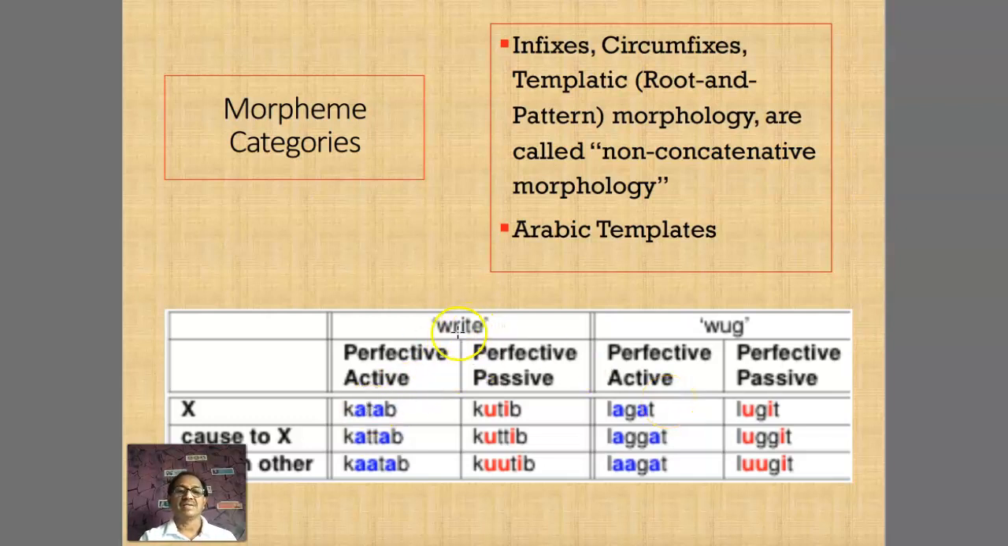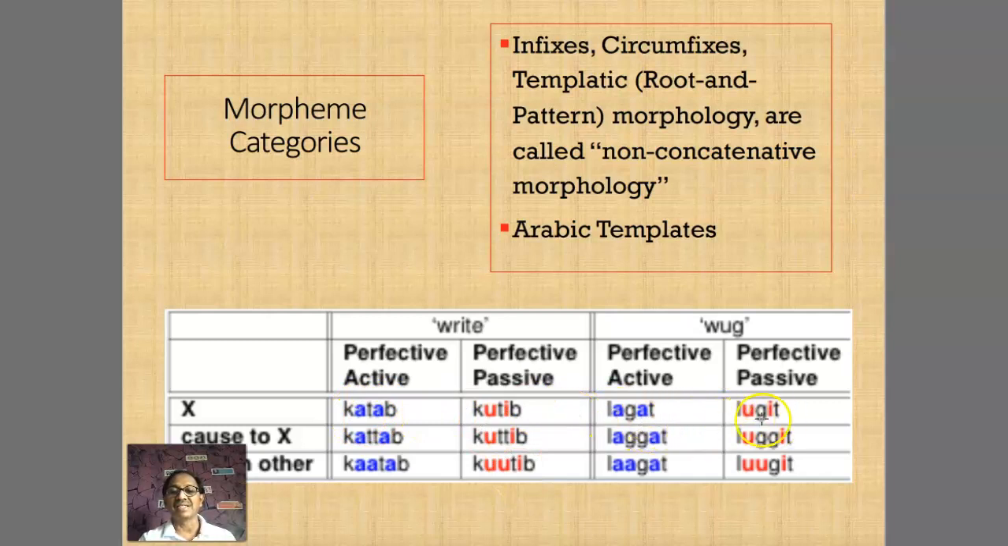The word write is katab in perfective active voice. It becomes kutib, perfective passive. When you want cause to x, to cause somebody to do that, to write, to cause someone to write, it becomes k and there is gemination. That is the sound t is doubled, kattab, right? And kuttib. For x each other, write to each other, it becomes katab or kutib. Similar rules, same rules apply here.